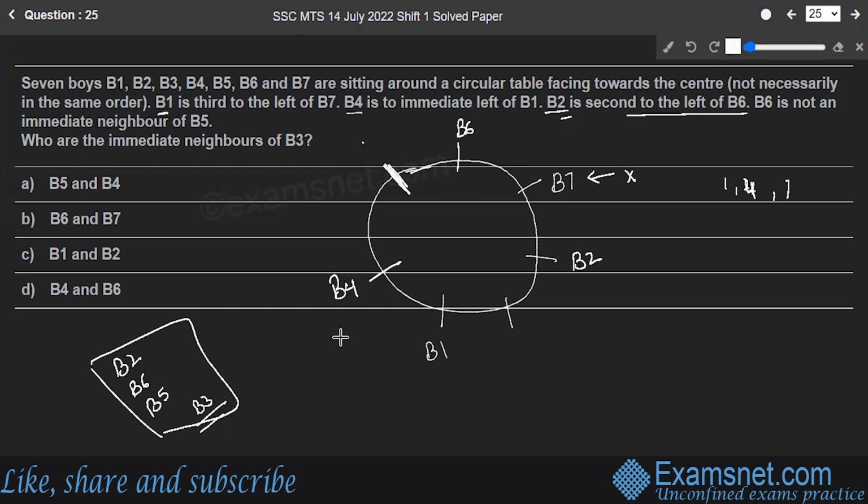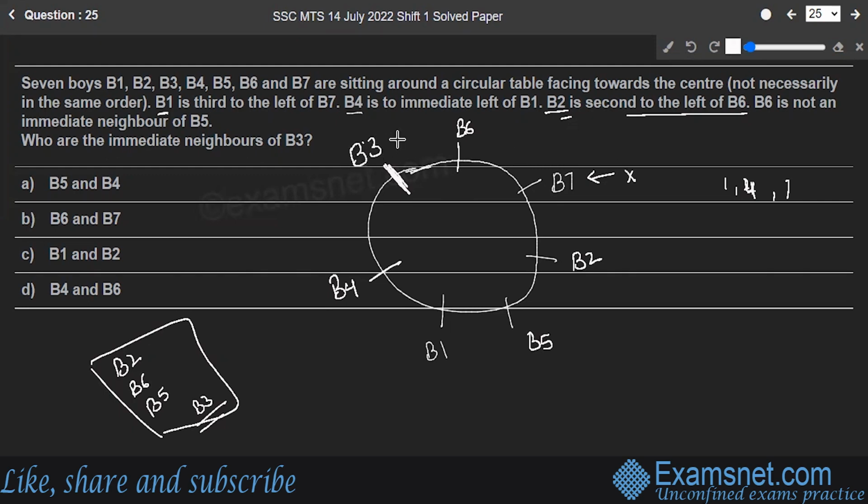And okay, fine, there is one more: it is saying B6 is not the immediate neighbor of B5. So that means what will come over here? Of course B5 will be here, because B6 is not the immediate neighbor of B5. And what you are left with, B3, will come over here.